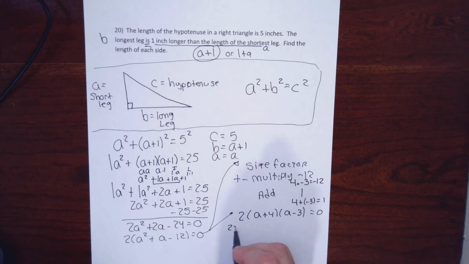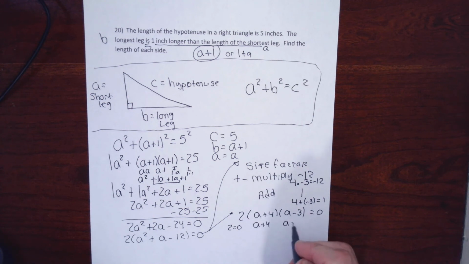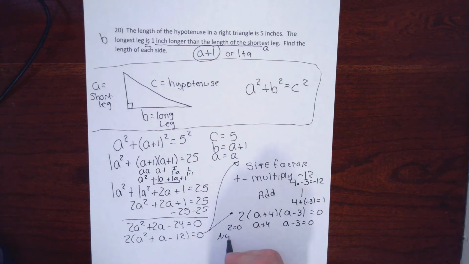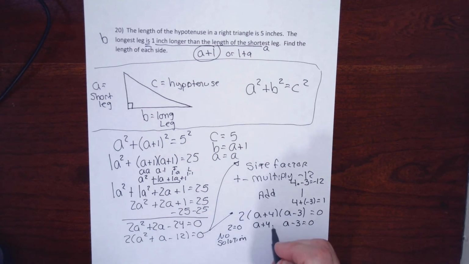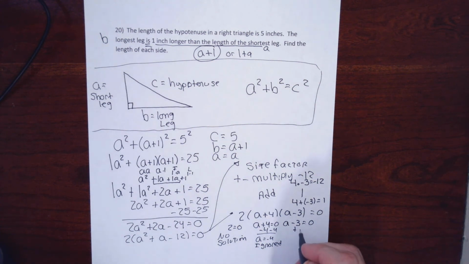And then I'm going to set each of the factors equal to 0 and get the numerical answers that they imply. The first factor doesn't have a variable, it doesn't give a solution. Common factors that don't have a variable don't give a solution. The middle one, if I subtract 4 from both sides, gives me a equal to negative 4. And this needs to be ignored because you can't have a negative length of the side of a triangle. And then the a minus 3, when you set it equal to 0, that's going to give me the answer that I need to keep.